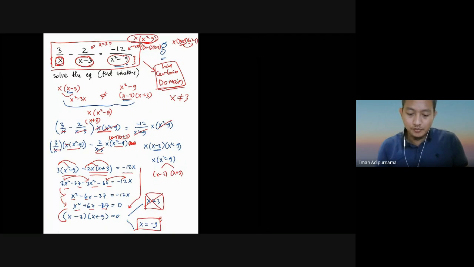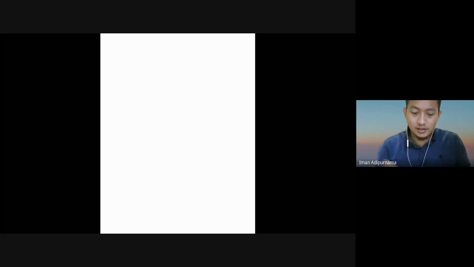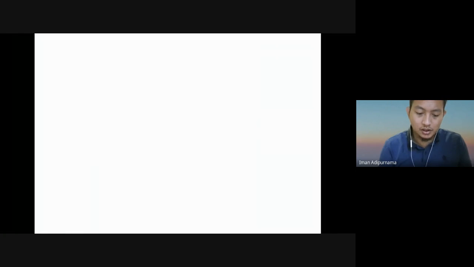Okay. So still related to equations, my whole part for today will be about inequality. But before I go into the inequality, let me take a small section about complex numbers.